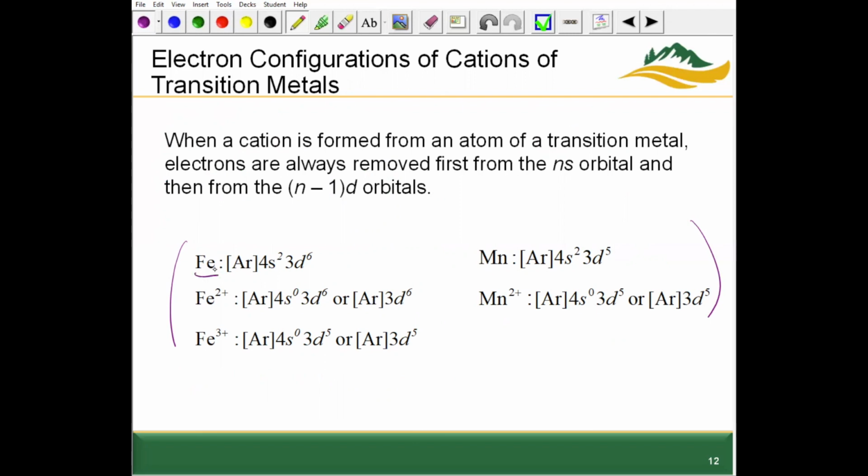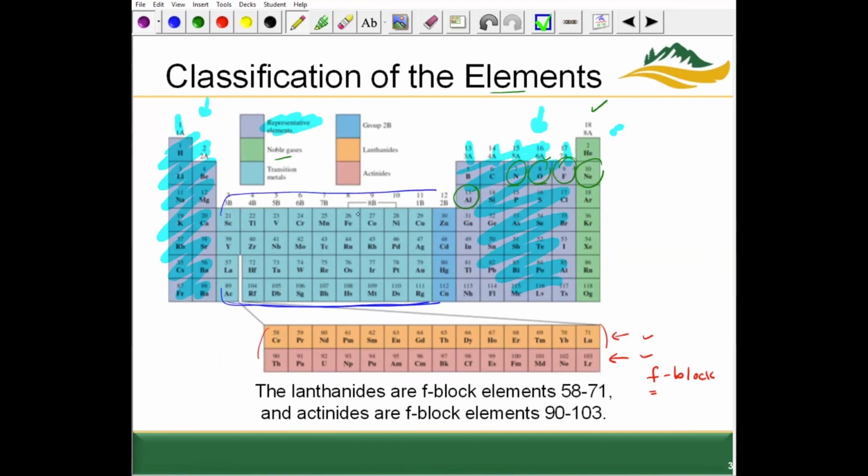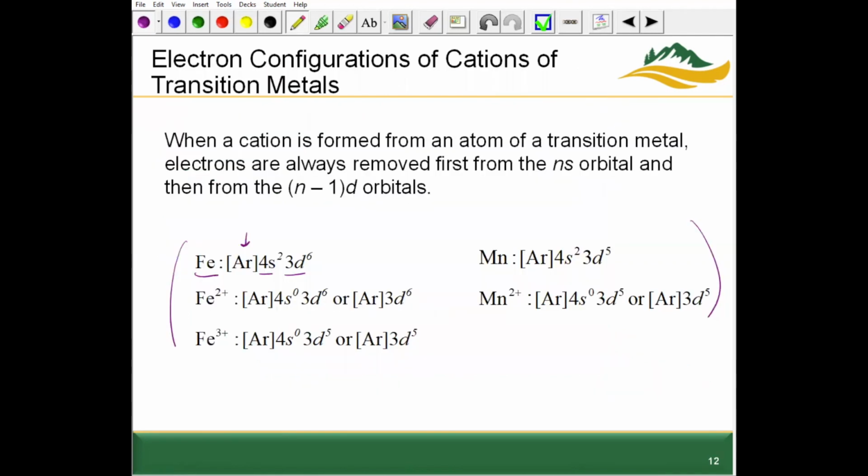For example, neutral iron, 4s2, 3d6, with argon here as its base. So here's iron here, argon first, then it fills this s orbital with 2 electrons here, then we're into the d orbitals, so it'll fill 1, 2, 3, 4, 5, 6 electrons in that d orbital for neutral iron. So for iron's electron configuration, it's argon, then 4s2, then remember we go down in n value, so that's 3d6.